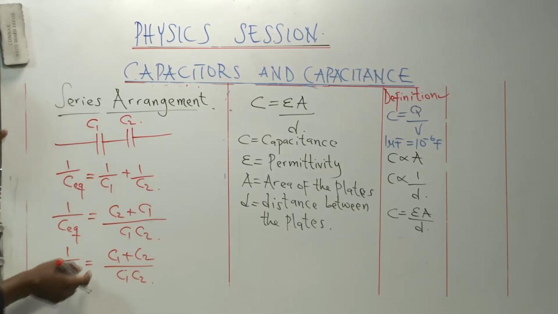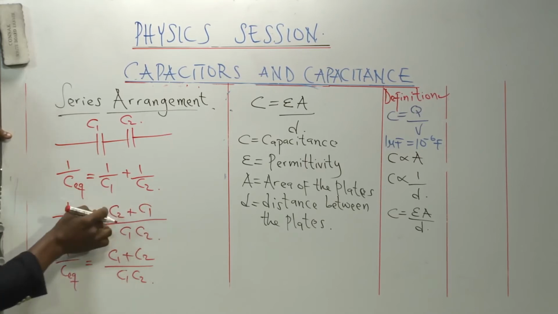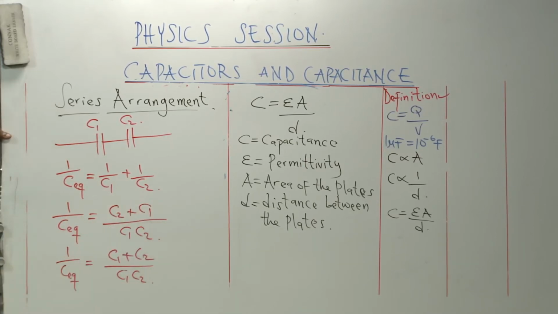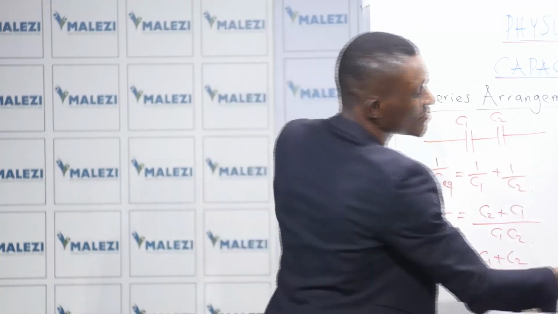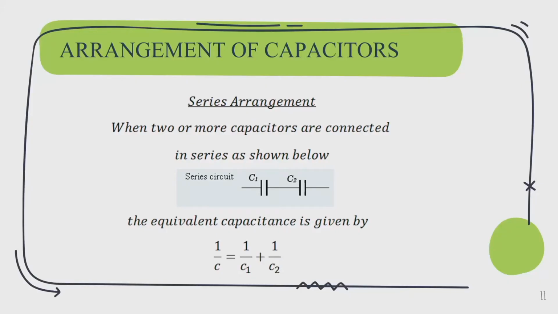So all I just did there was keep C1 there and take that C2, but it doesn't change anything. We all know that 2 plus 5 is the same thing as 5 plus 2. It doesn't change anything. So from there, we want to find a value for the C equivalent.